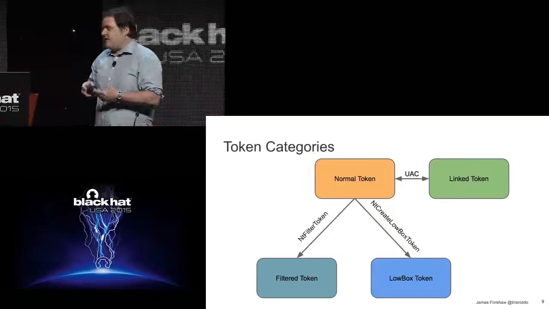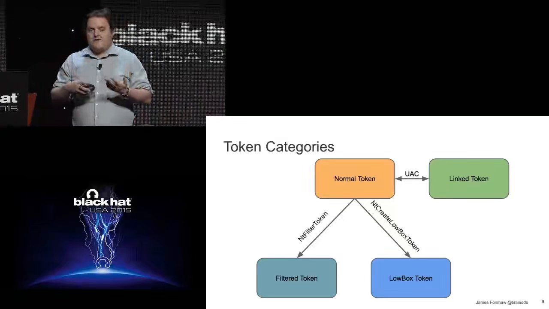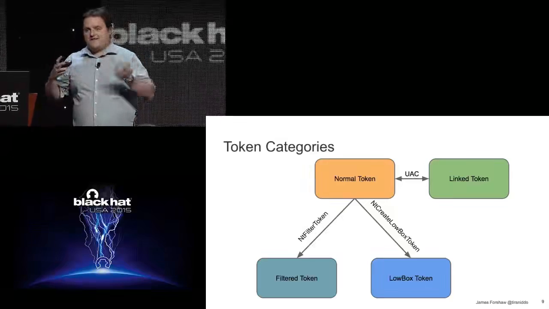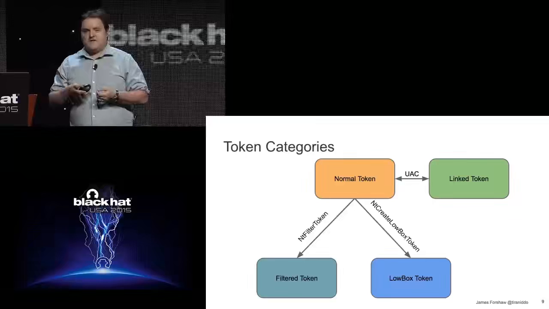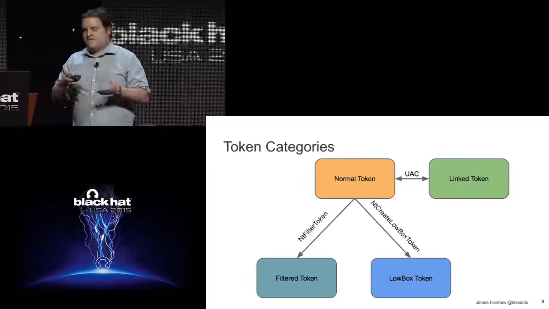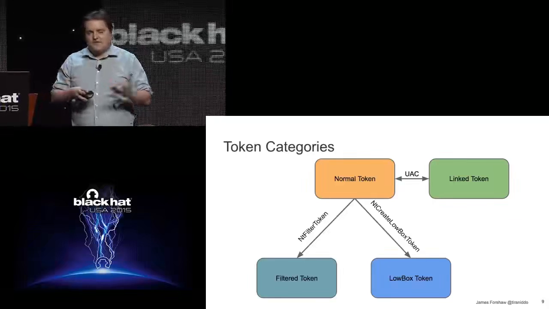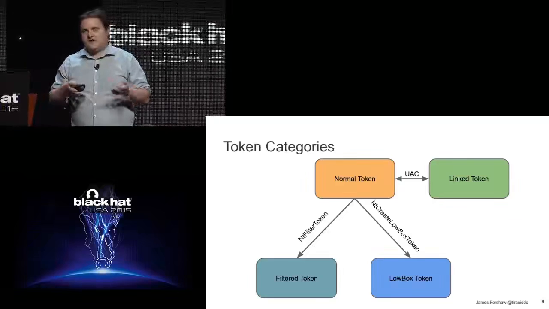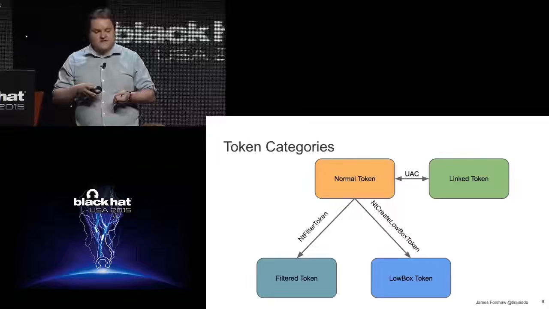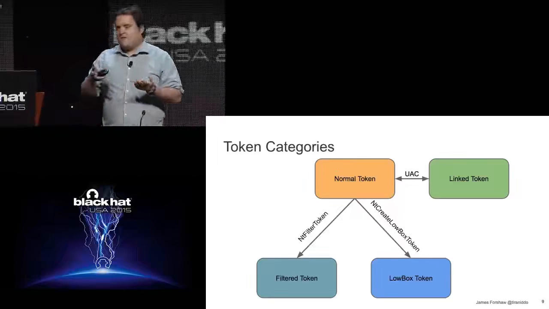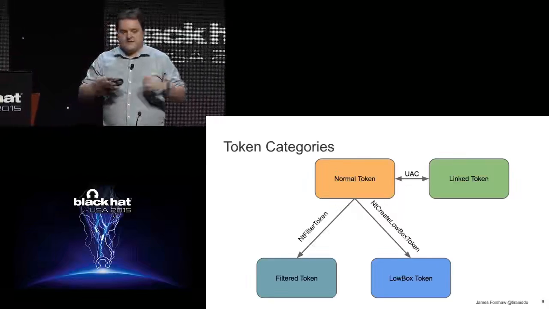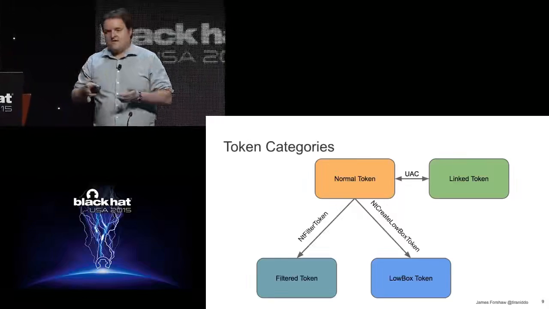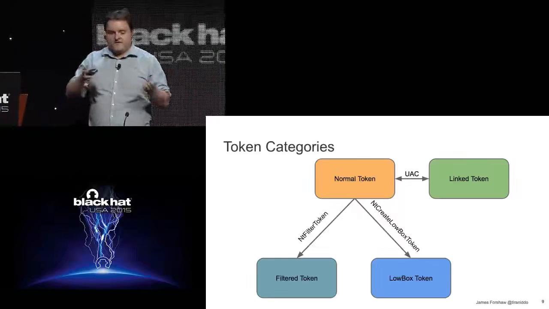Now, it would be too simple if it was just a single type of token, because there are many scenarios in which you may find yourself. So I've broken this down into four main types of tokens. You could probably argue for different categorization. But the main one you would normally see, the normal token, is just the one you would run as a normal user. You'd have your normal basic token.